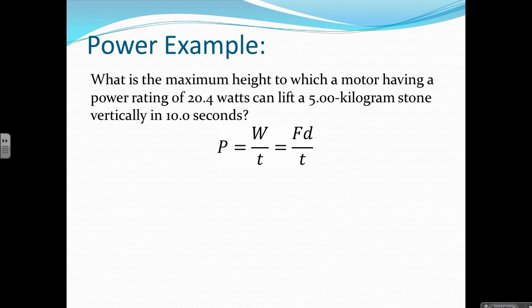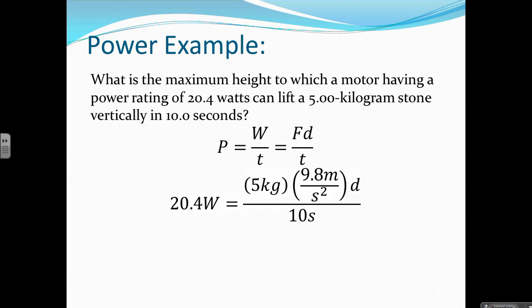So we're going to use power equals force times displacement divided by time. The force that we're acting against here is the force of gravity. So we have 20.4 watts of power. The force is 5 kilograms times 9.8 meters per second squared, over the distance we're trying to find, and that happens all over 10 seconds. And that yields us a displacement of 4.16 meters.